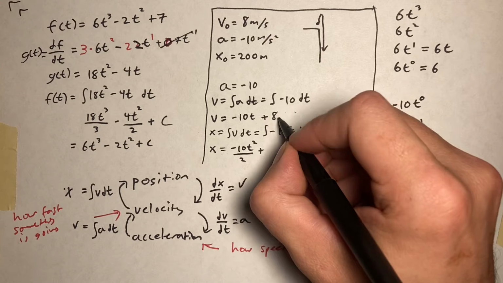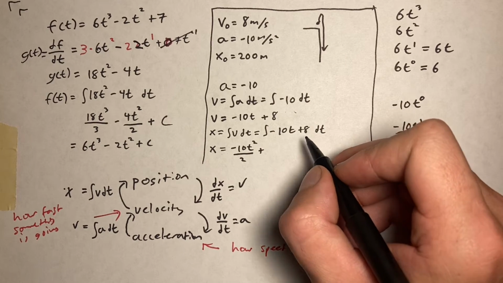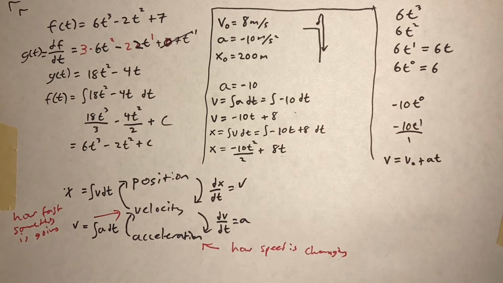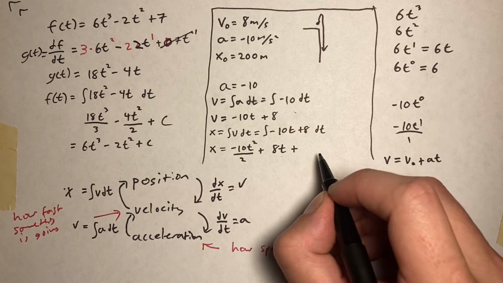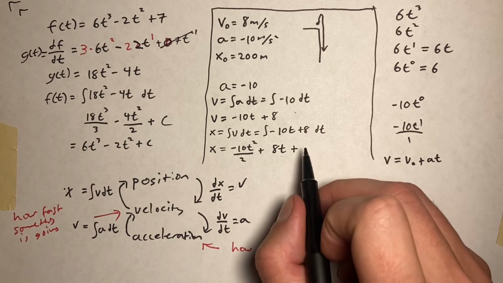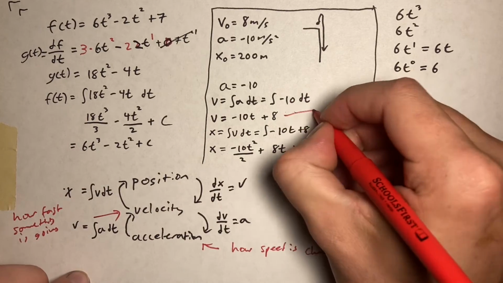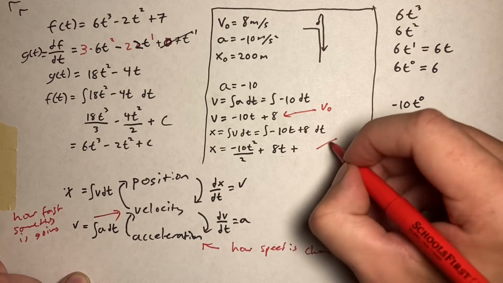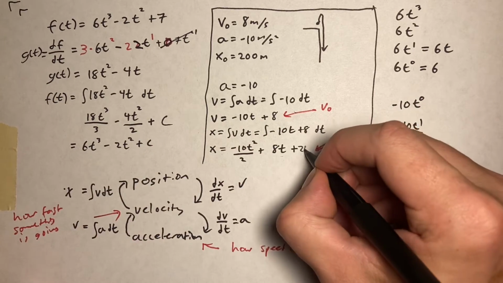plus this would be 8t to the 0, so that would become 8t to the 1 over 1. So plus 8t. I don't even have to write the 1. And then plus c. That constant here is going to be whatever my initial position was. Just like this one here was v0, we're going to add in x0. So x0 would be 200.